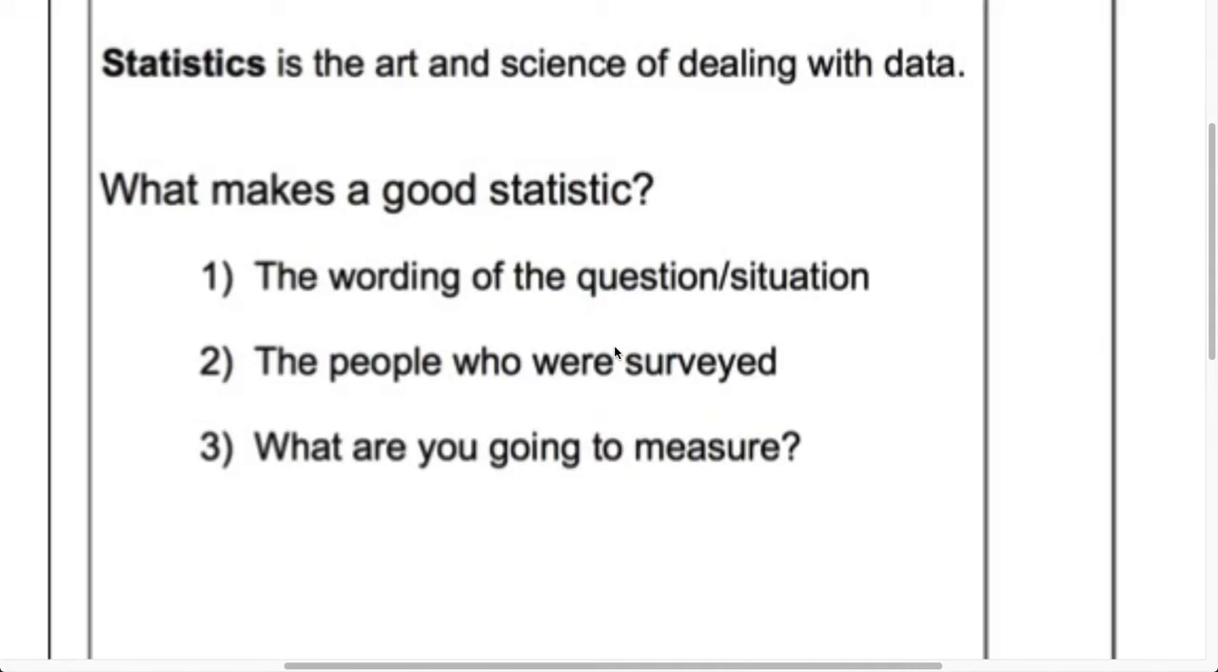There are three things that make a good statistic. The wording of the question or the situation. We don't want any bias in how something is worded, so the way that you word a question needs to be as fair as possible. The people that you surveyed need to be fair. We need to have good representation in a survey. We can't just be focusing on one group because then that can skew the results. And then we have to figure out what we are even trying to measure, and how we are going to measure that. Those three things make a good statistic.